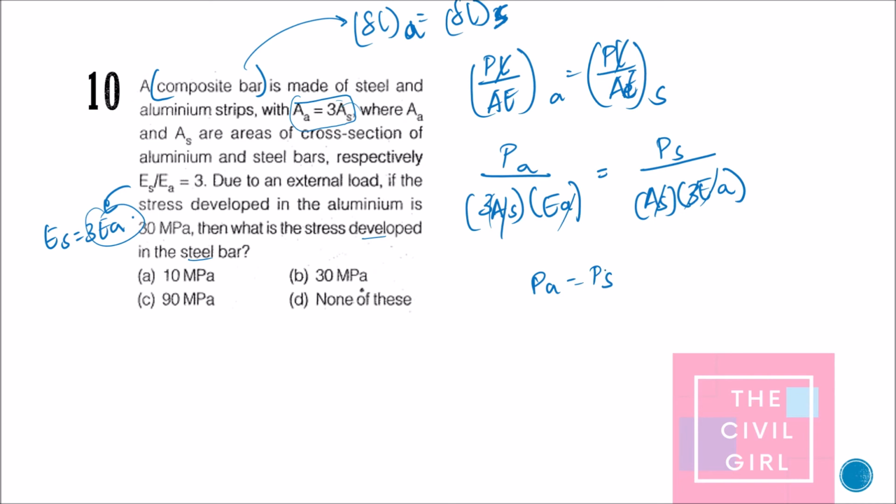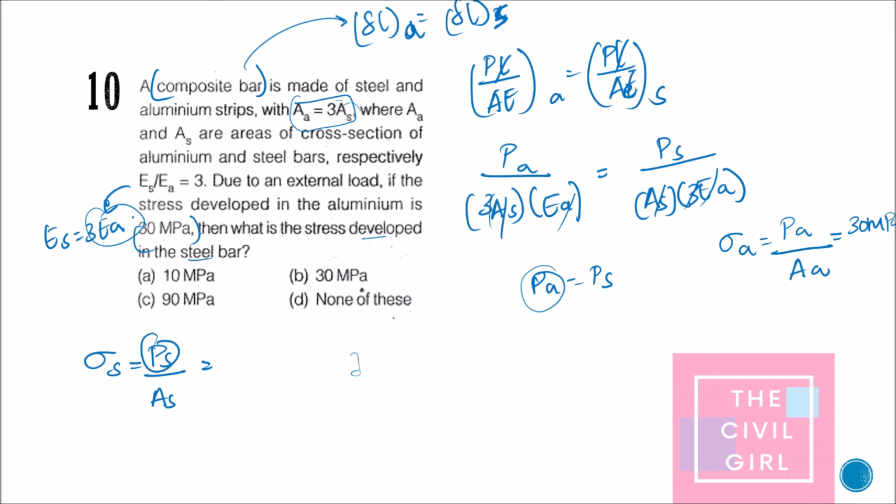So we know that stress developed in aluminum is 30 MPa. Stress developed in aluminum is equal to force in aluminum divided by area of aluminum, which is equal to 30 MPa. We need to find stress developed in steel. This is equal to PS divided by AS. PS can be written as PA. So this becomes PA divided by AS, and AA is equal to 3AS. Therefore, AS can be written as AA by 3.